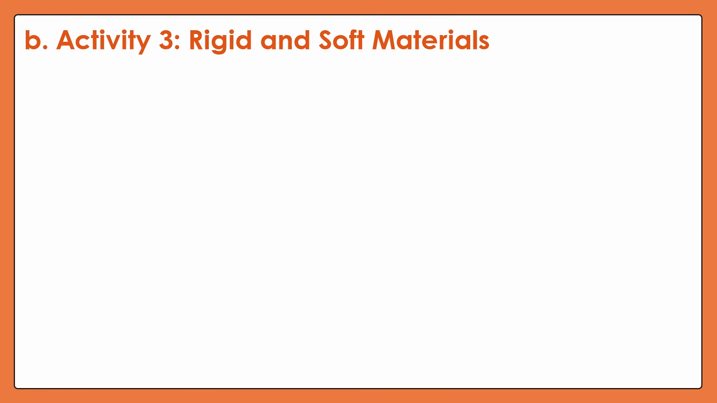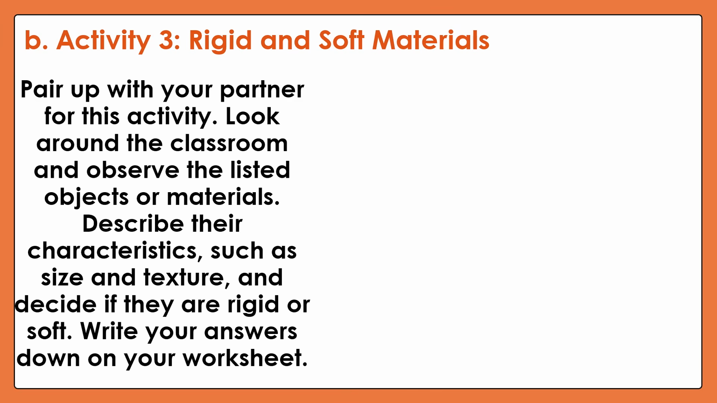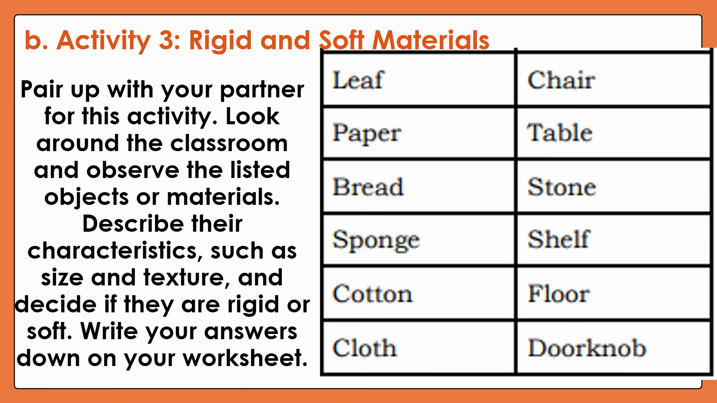Activity number 3, rigid and soft materials. Pair up with your partner for this activity. Look around the classroom and observe the listed objects of materials. Describe their characteristics such as size and texture, and decide if they are rigid or soft. Write your answers down on your worksheet.